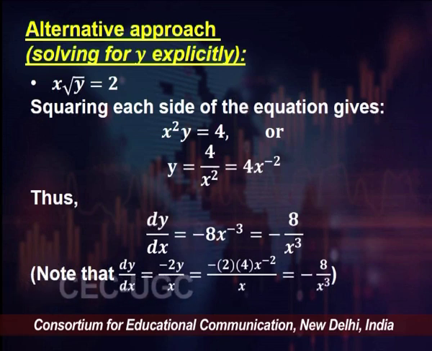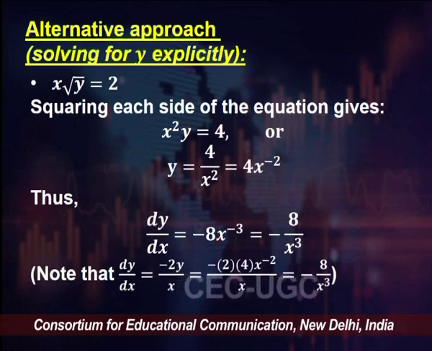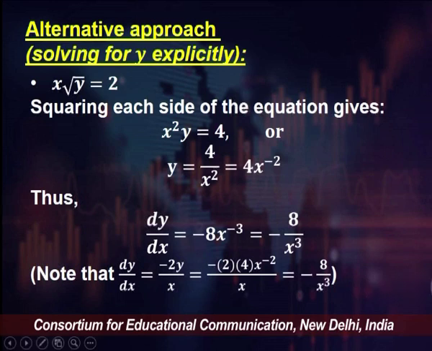So, this is where we are writing y explicitly as a function of x, and let us see if our answers match, because if you go back to the previous slide, we got dy by dx equal to minus 2 times y by x. Now, because y here is equal to 4 by x squared, we are going to get minus 2 times 4 by x squared, which is x to the power minus 2, and that is then divided by x. So, that is nothing but minus 8 by x cubed.